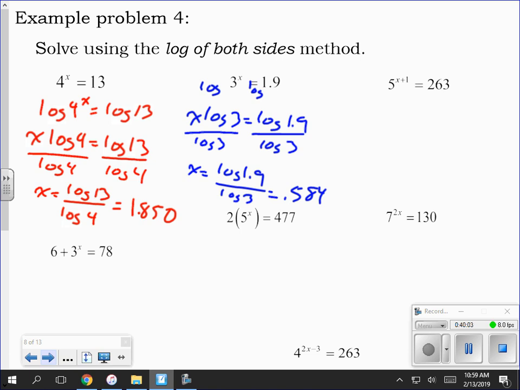Same thing on the next one. First step, take the log of both sides. Now bring the power out in front. What's my power? X plus 1. So I have x plus 1 times the log of 5 is equal to the log of 263.